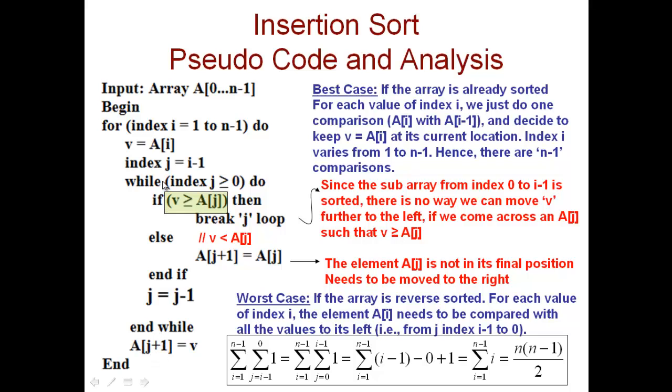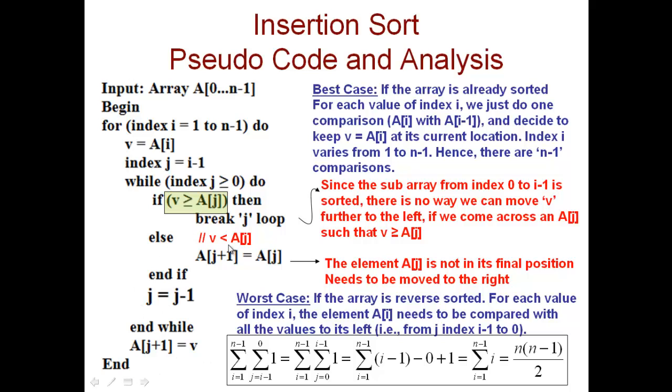So it's better to run a while loop for the implementation, with j initialized outside the while loop as i minus 1, so that the scope of j is visible outside the while loop. So we can set a of j plus 1 equals v, and this is after we break from the j loop.